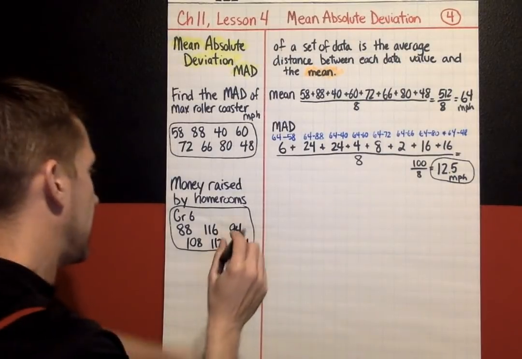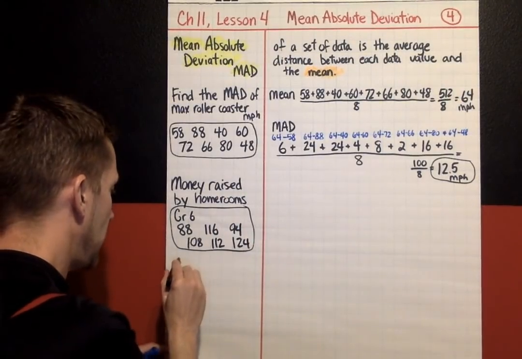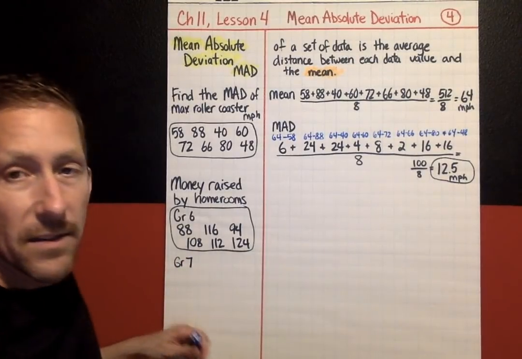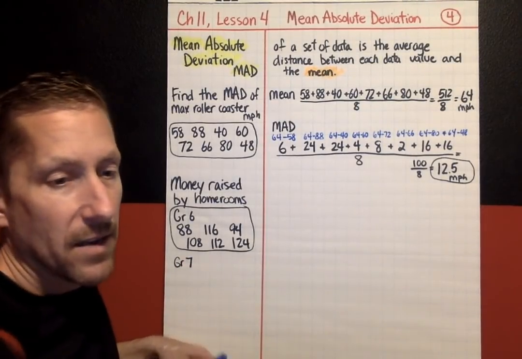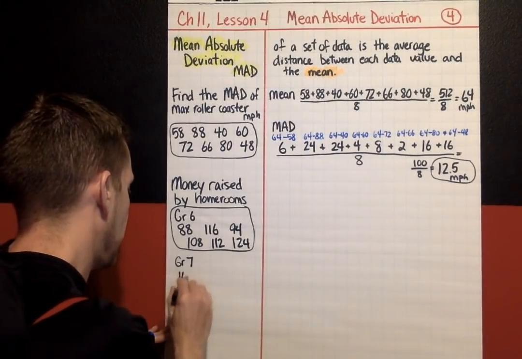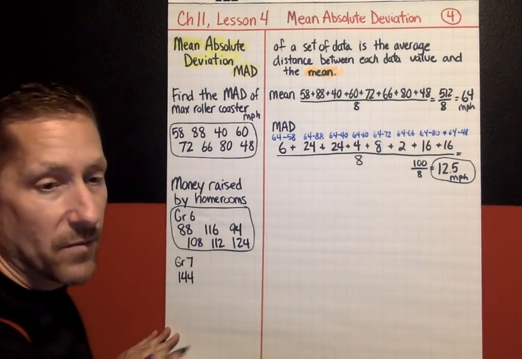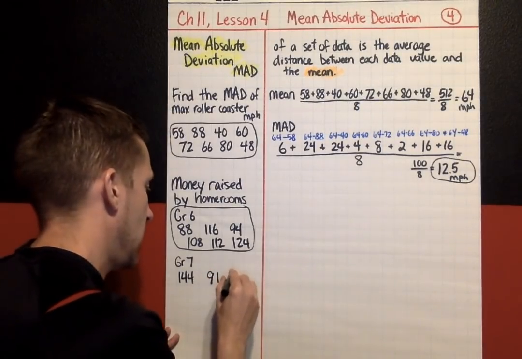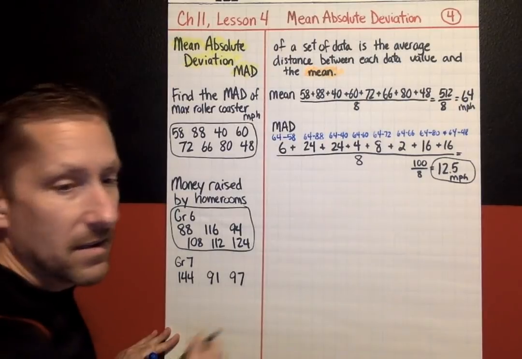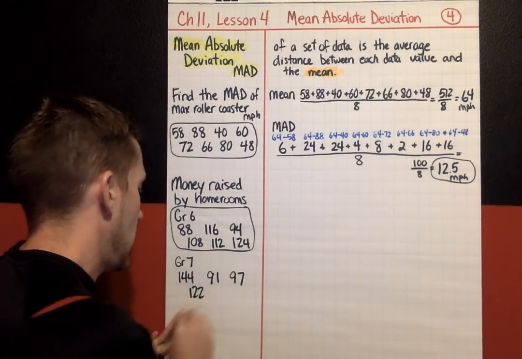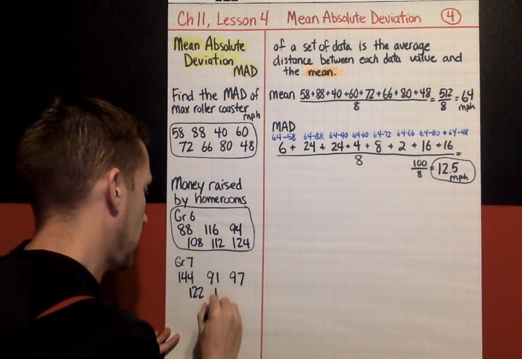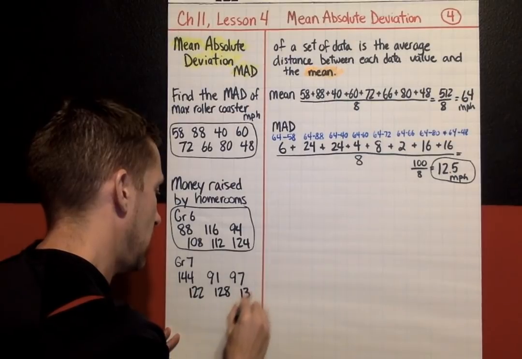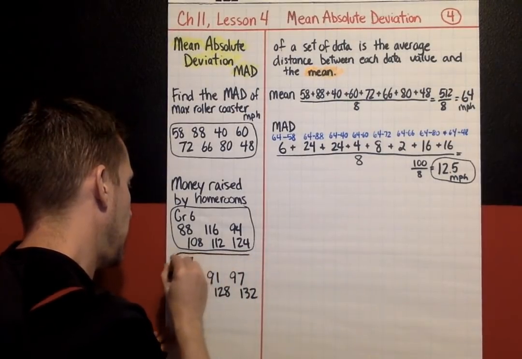And we're going to compare that. We're going to find the mean absolute deviation of this data compared to grade 7. How much money the homerooms raised in grade 7. So grade 7, the homerooms, one raised $144, $91, $97, $122, $128, and $132.